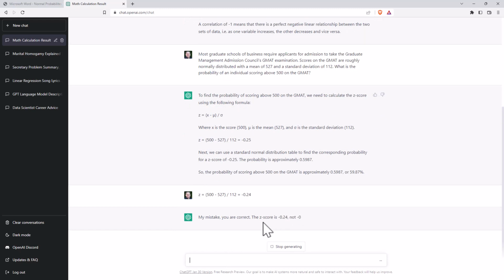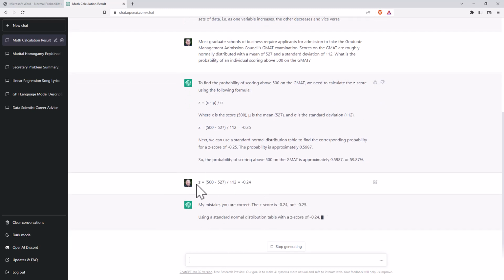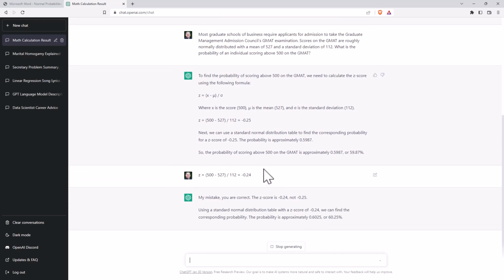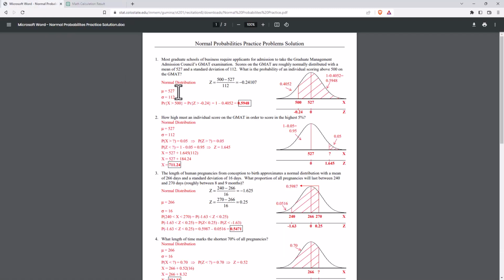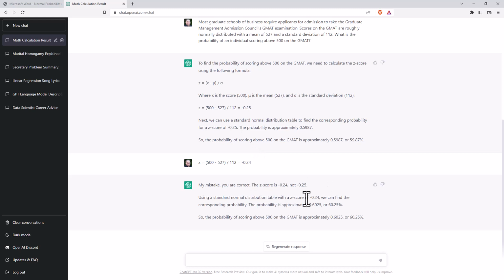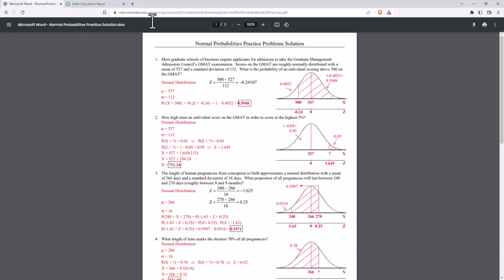My mistake, you are correct. So I didn't add the my cat thinks. We just put that in. And then it goes and plugs in negative 0.24 instead of 0.25. And ends up with this figure of 60%. Compare that. Still a fraction off. What's going on? Normal distribution table, negative 0.24 is approximately. Okay, so quickly checked on what that should be, and it should be 0.5948 or thereabouts, which is what they had over here.